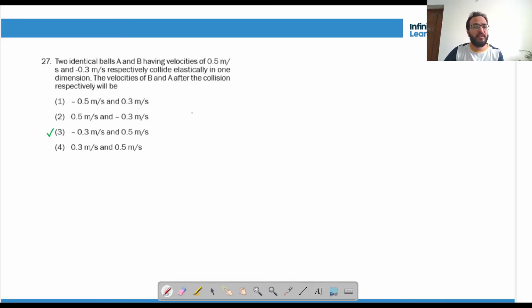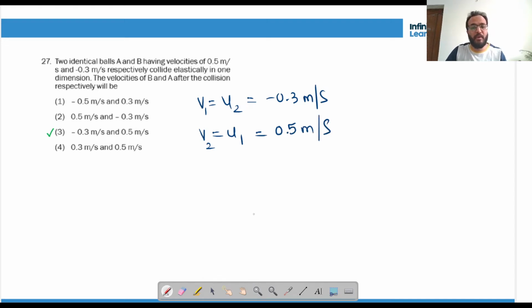Simple again, students. Two identical balls collide elastically, they exchange their velocities, if you remember. So v1 becomes equal to u2 and v2 becomes equal to u1. What is u2? u2 is minus 0.3 meter per second, and what is u1? 0.5 meter per second. So your answer is minus 0.3 and 0.5.